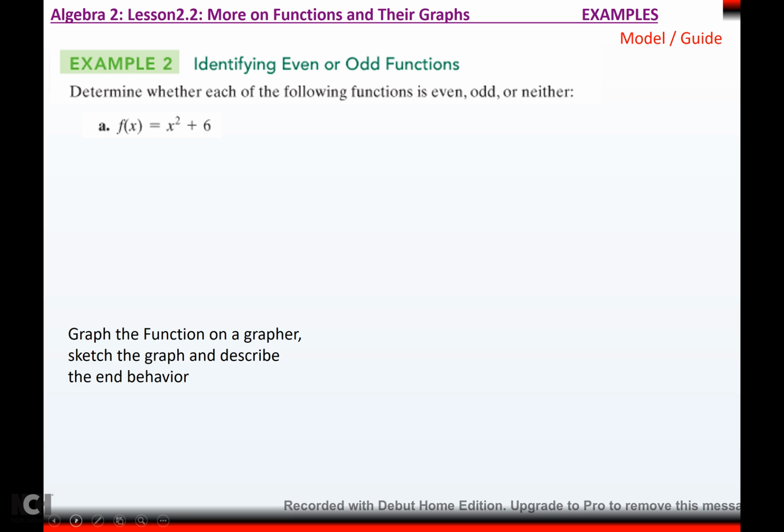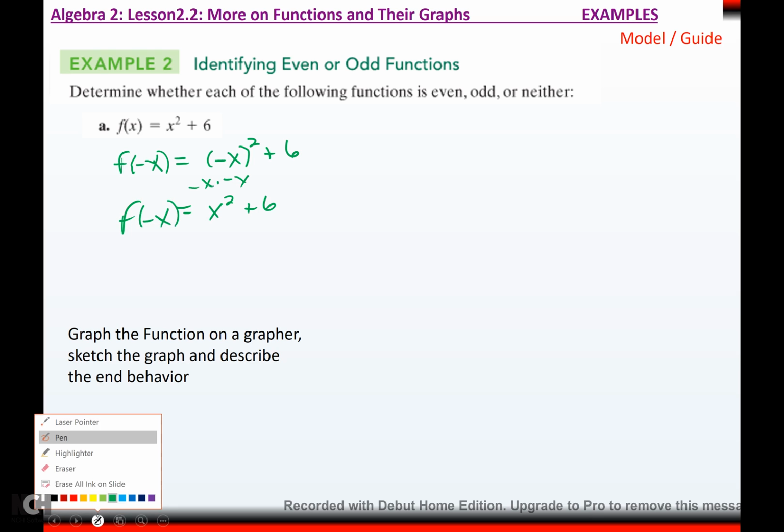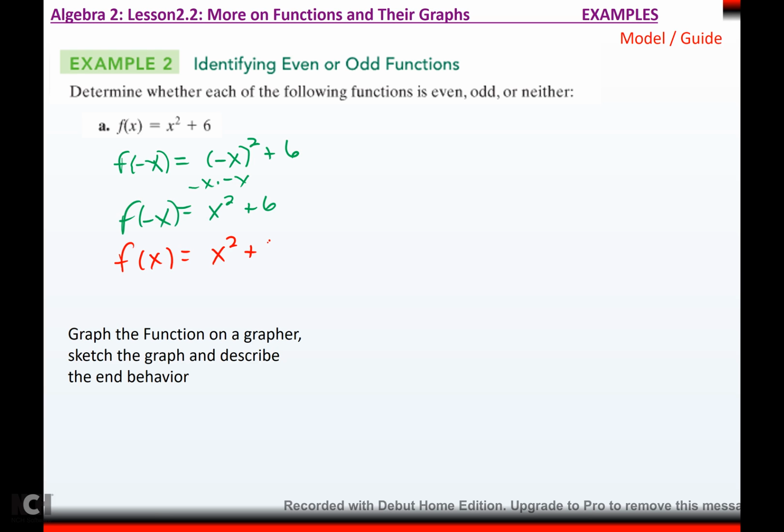Alright, if we do x squared plus 6, if I find f of negative x, I would have negative x squared plus 6. This is negative x times negative x, which is x squared plus 6. There's my f of negative x. If I take my original f of x, which was x squared plus 6, and I compare signs, both positive, both positive. So no signs changed.